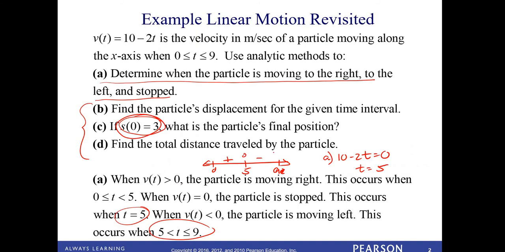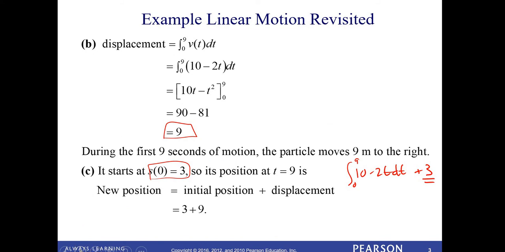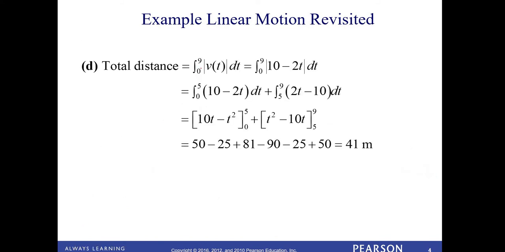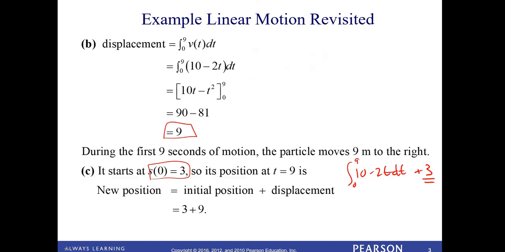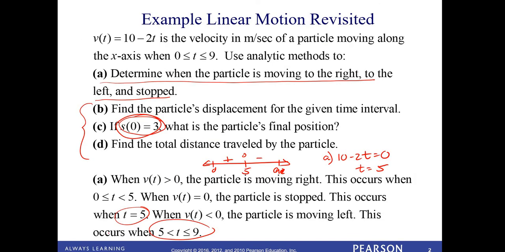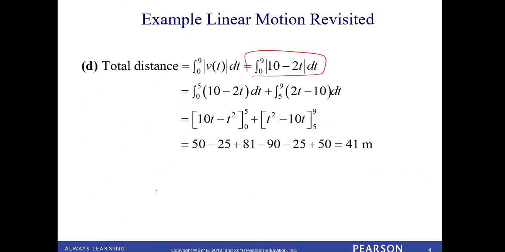The last question was total distance. Now, distance is the absolute value of the integral. So now we have to take into account when it's positive and when it's negative. So the total distance is the integral using absolute value. In order to calculate that, we have to break it into our two parts, 0 to 5 and 5 to 9. Now, keep in mind that from 0 to 5, we were moving forward. Is that right? 0 to 5 was positive. 5 to 9 was negative.